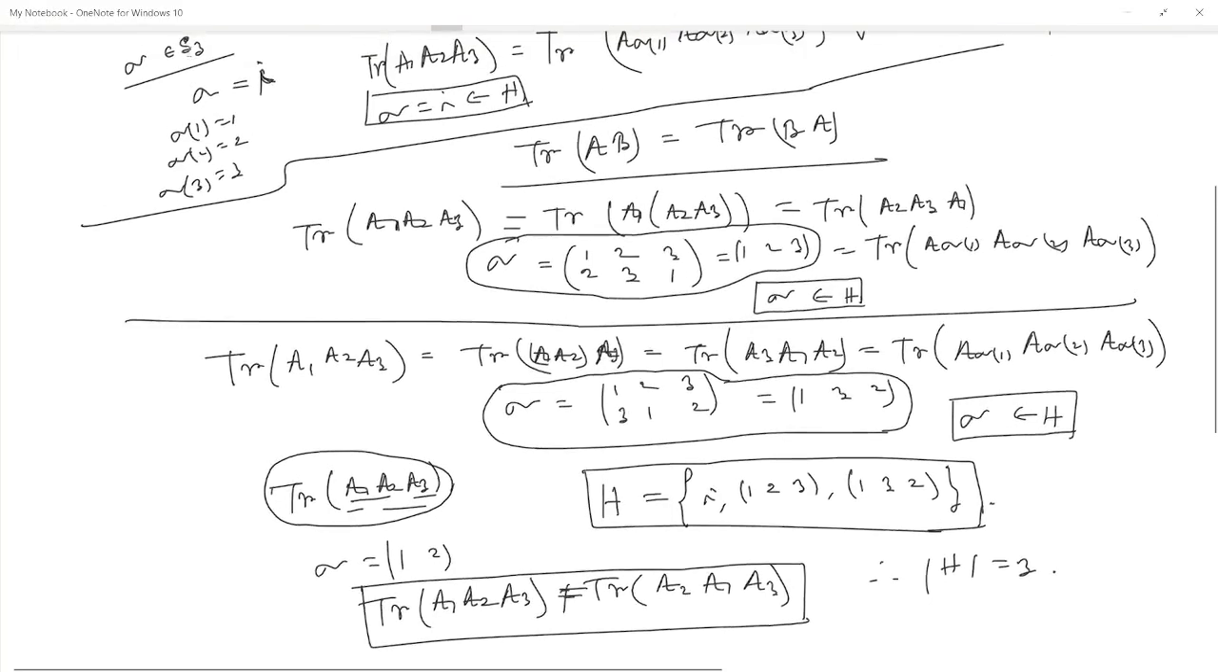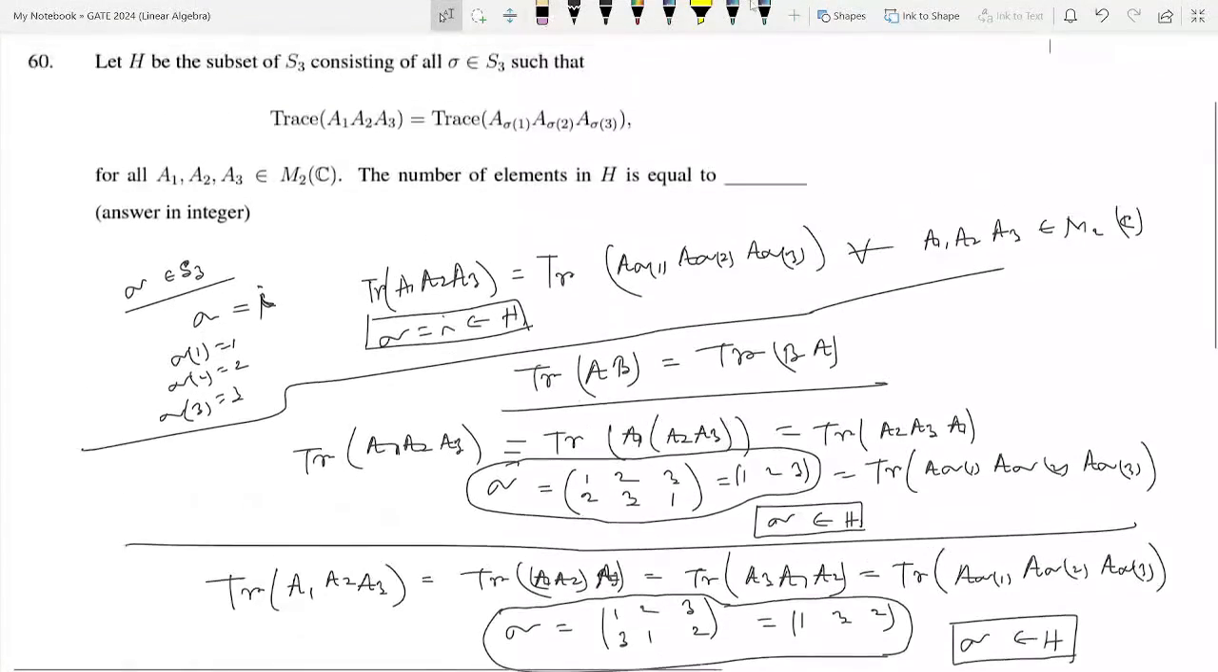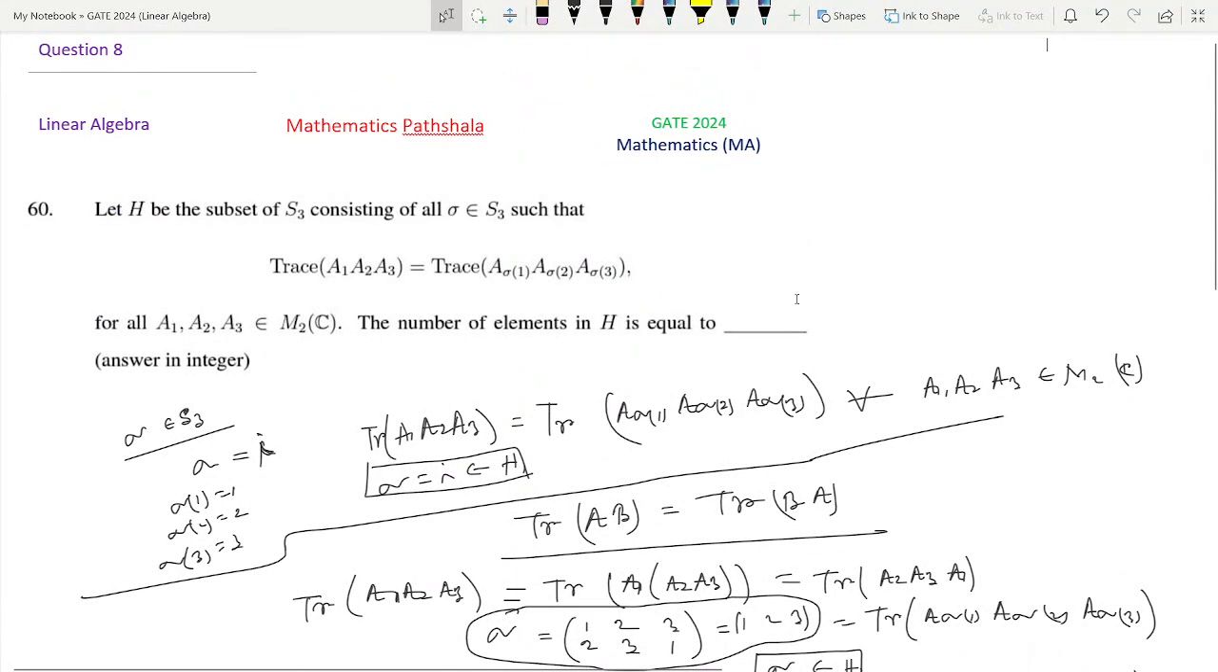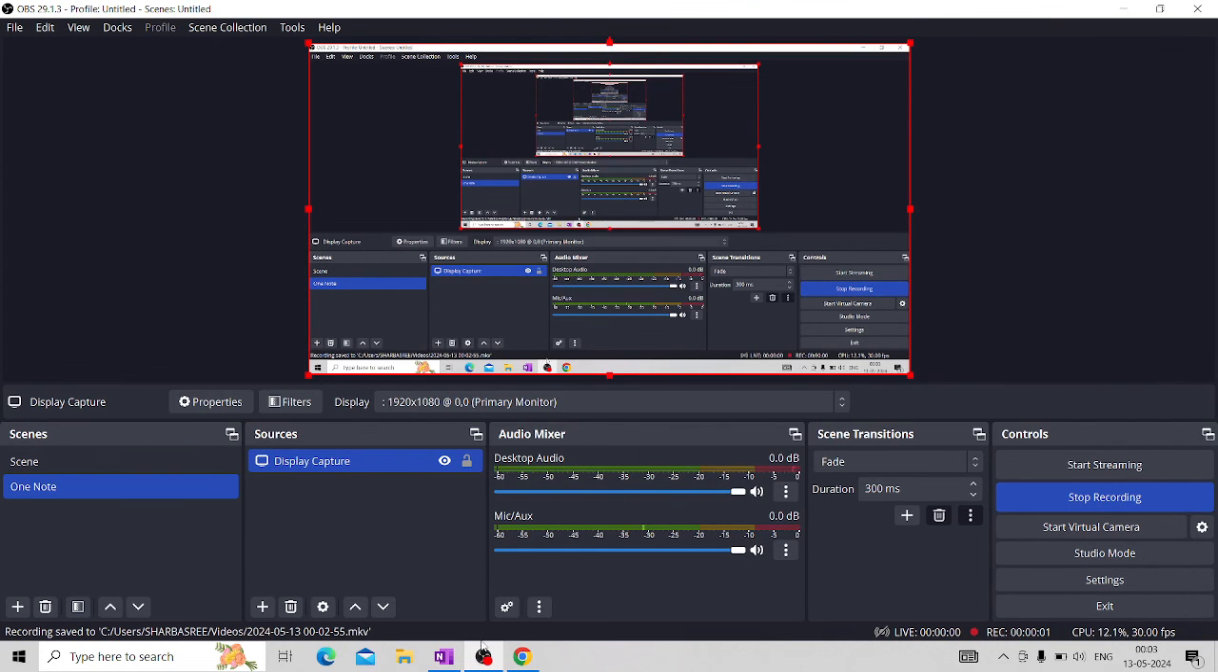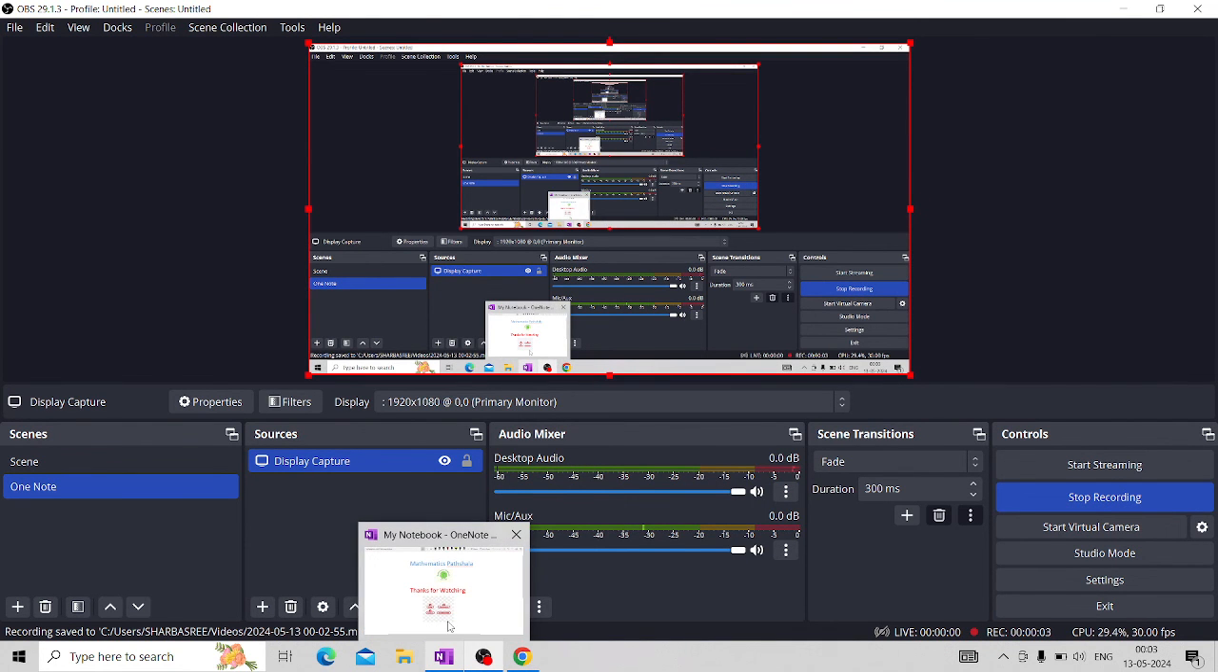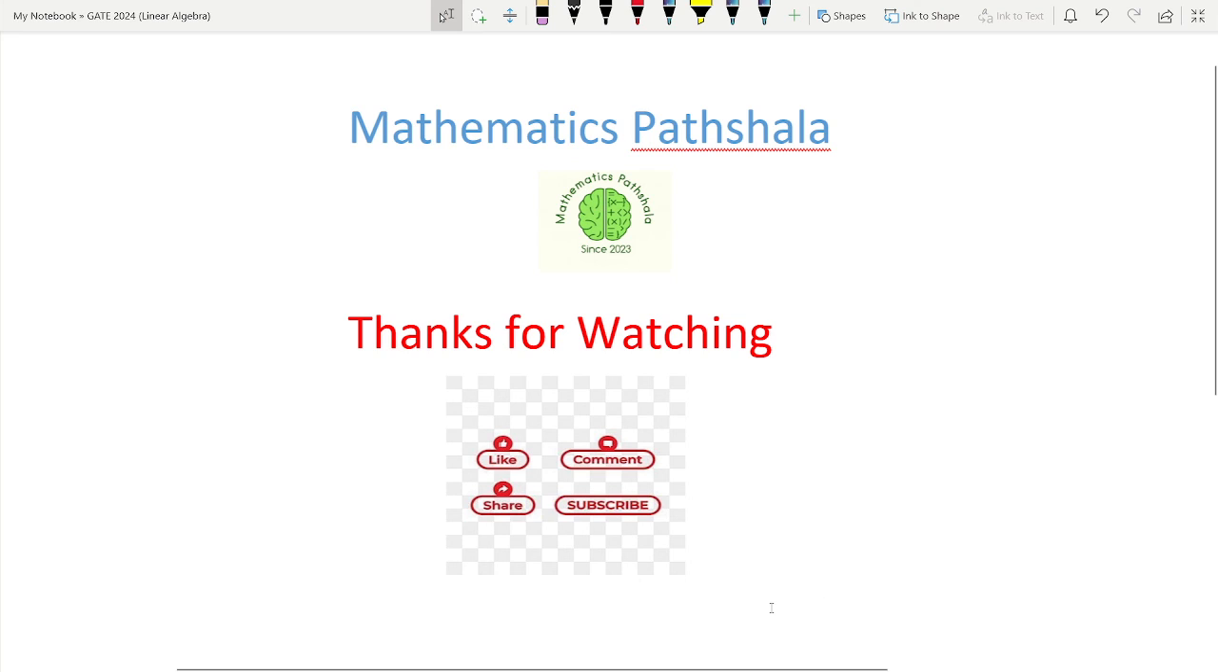So now the answer is this numeric answer, which is actually equal to 3. The number of elements in H is equal to 3. This is the answer, and in this way you can solve this problem. This is the full solution of linear algebra in GATE 2024 mathematics.